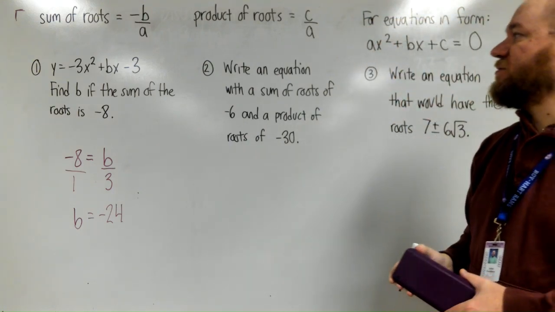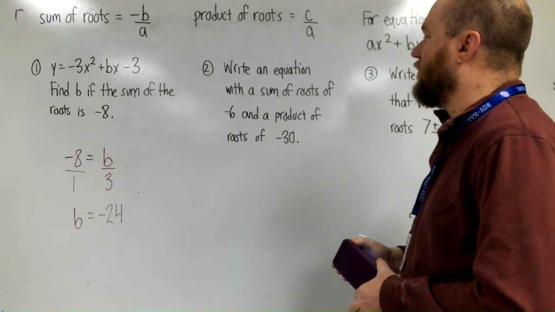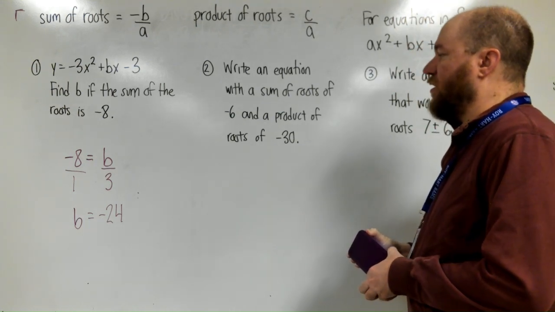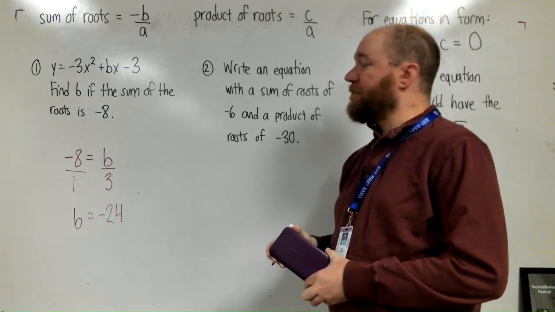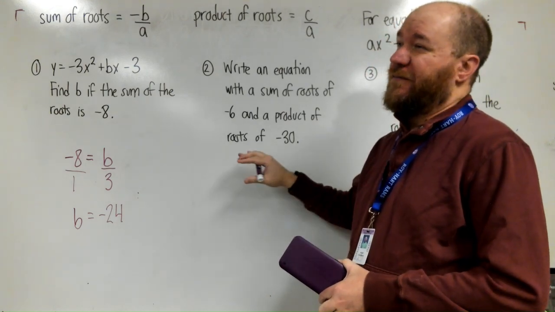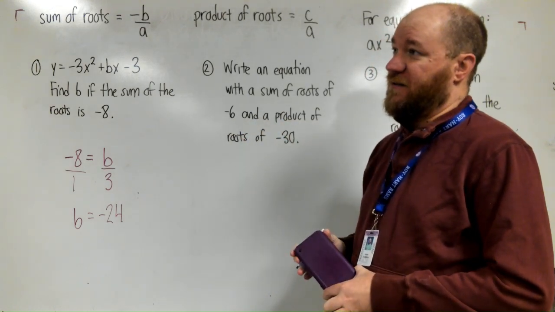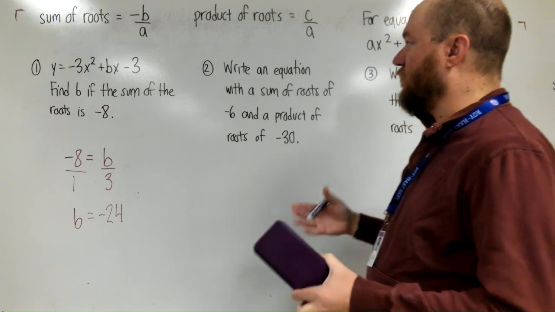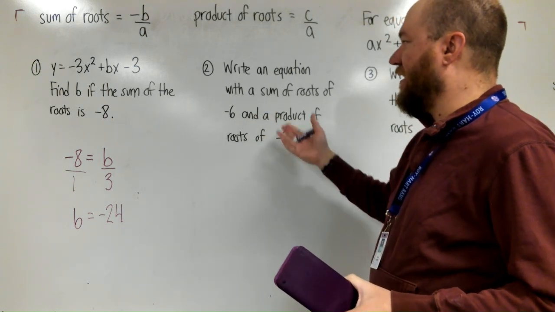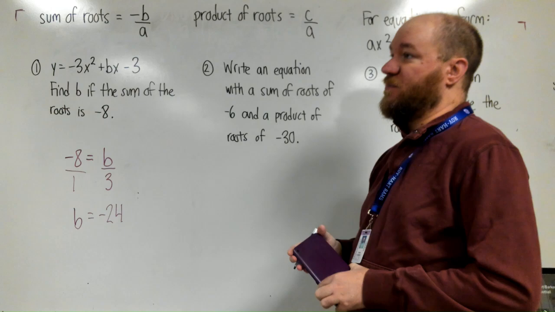All right, example 2 says write an equation with a sum of the roots of negative 6 and a product of roots of negative 30. If they give you a very open-ended question like this, they want you to write an equation, and they're telling you what the answers add up to, and they're telling you what the answers multiply to.